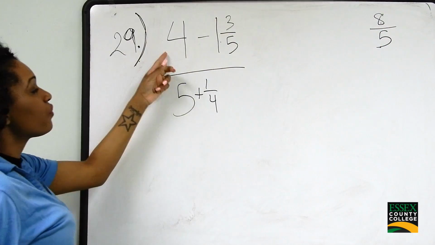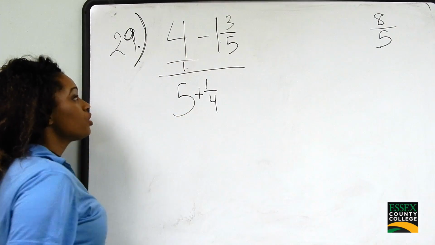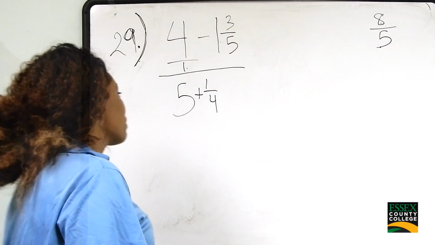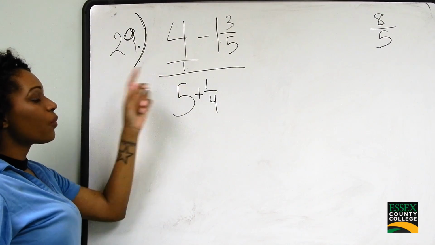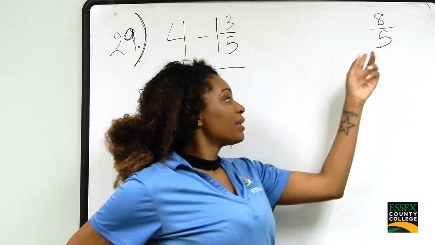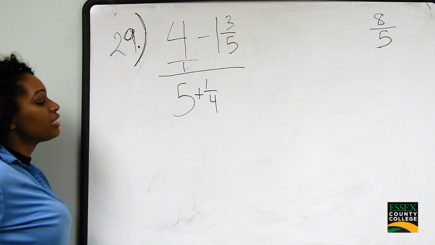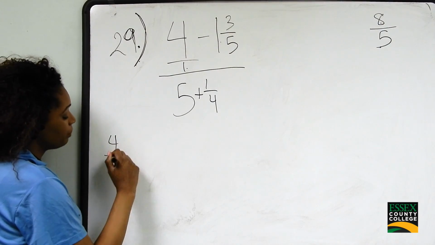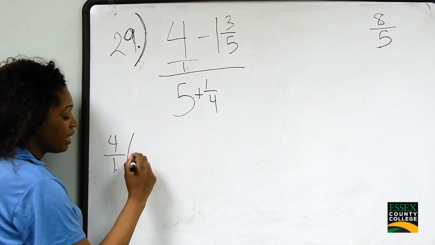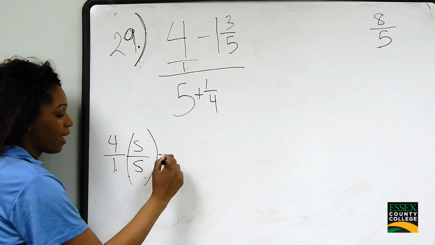Okay, to convert 4 into a fraction, we simply have to put it over 1. Okay? So that's a fraction, 4 over 1. We simply want to change 4 over 1 into a fraction that's equal to the denominator, which is 5, right? So what we normally do is take 4 over 1 and multiply the numerator and the denominator by 5, okay?